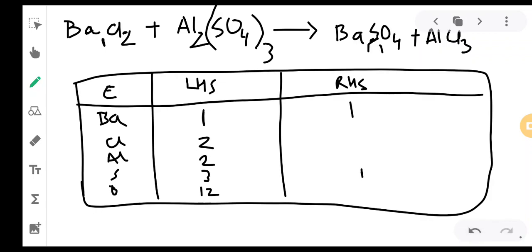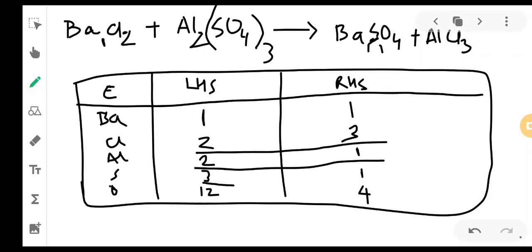There are 4 atoms of oxygen, and there is 1 atom of aluminium, and there are 3 atoms of chlorine. So now barium is balanced. What is unbalanced? Chlorine is unbalanced, aluminium is unbalanced, sulfur is unbalanced, and oxygen is unbalanced.